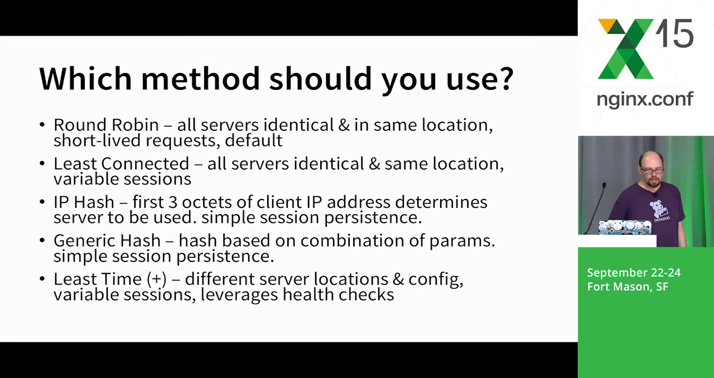IP hash, we kind of already talked about why I use IP hash. Basically, if the first three octets of the client address are the same, it's going to go to the same server. And so it's a simple way of providing session persistence. Generic hash, we already talked about that as well. Another way of providing some simple session persistence. Least time is interesting because the servers can be in different places, different configurations, big server, small server, variable length of sessions, and NGINX is going to be able to handle that.